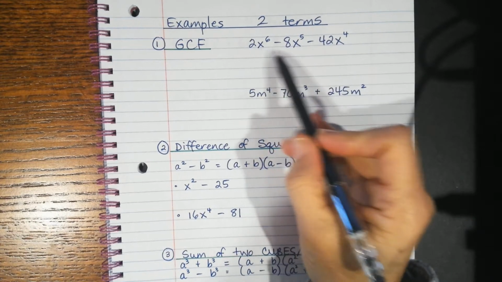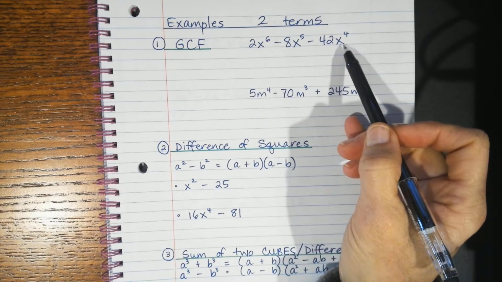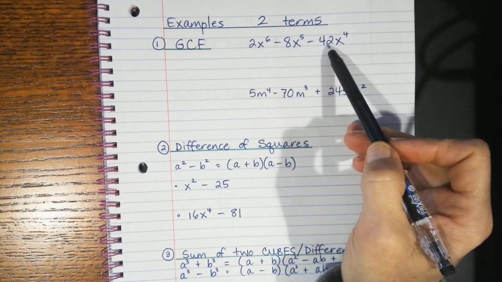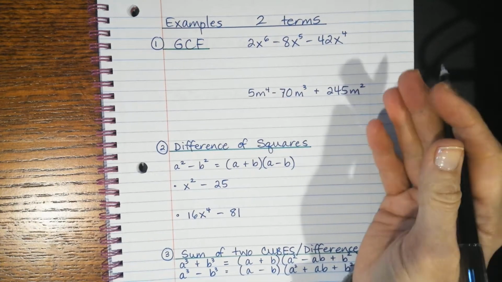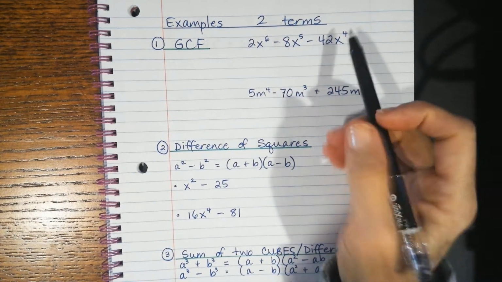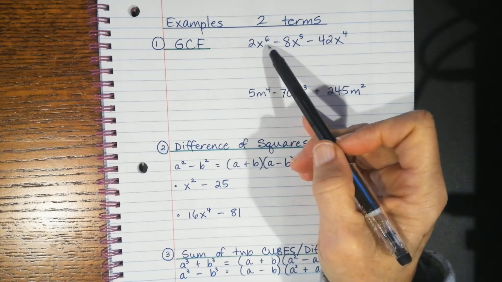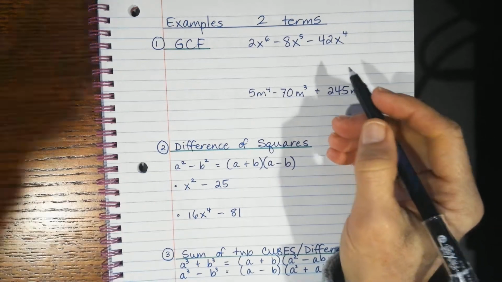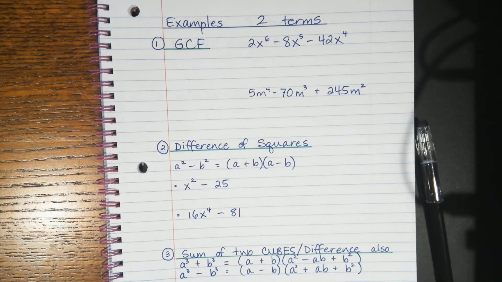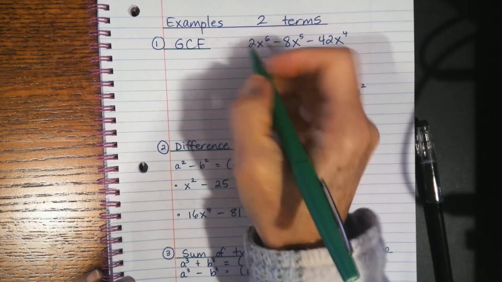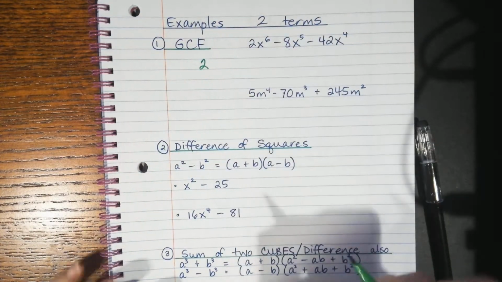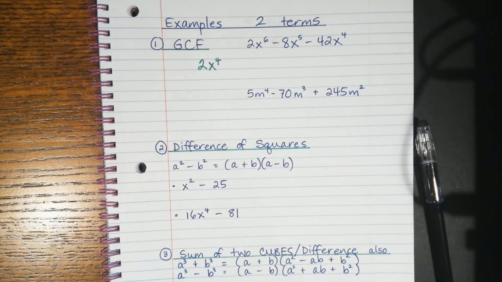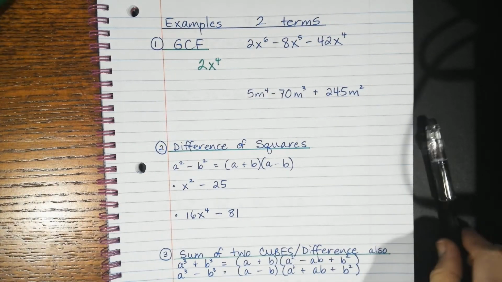I look at each one of these terms and I think to myself, what do they all have in common? So the coefficients are all divisible by 2. That's going to be a common factor. And then each one of these terms has 6 x's, 5 x's, and 4 x's. So my greatest common factor in this first part is going to be a 2 for sure, and I need an x to the 4th. Okay, that's going to be my common factor.